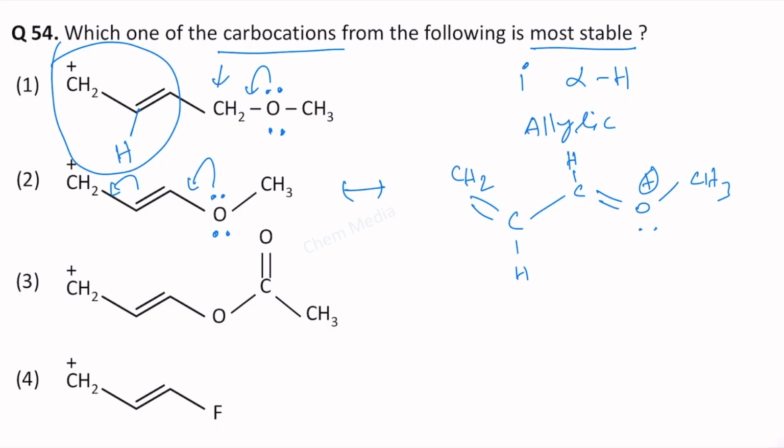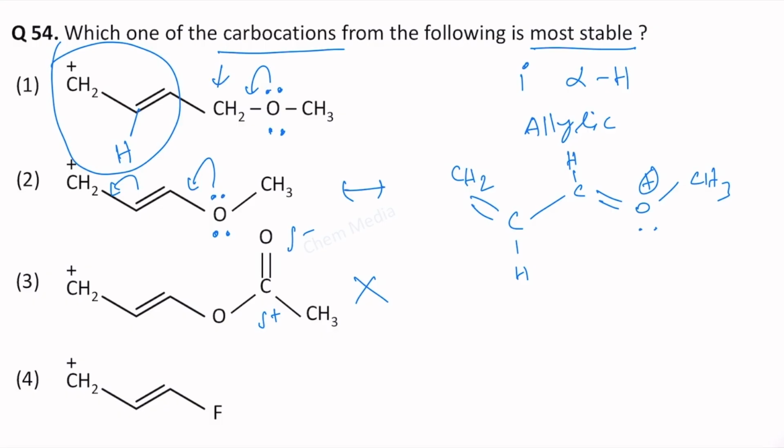How about in the third case? In the third case, the polarization of the carbonyl group is like this. Therefore, if we do write a resonance structure, basically 2 positive charges will be close by, and therefore this won't be stabilizing the carbocation as much as the methoxy does.